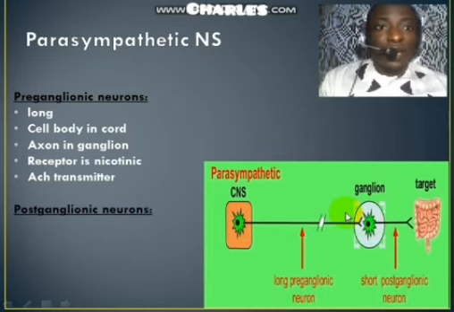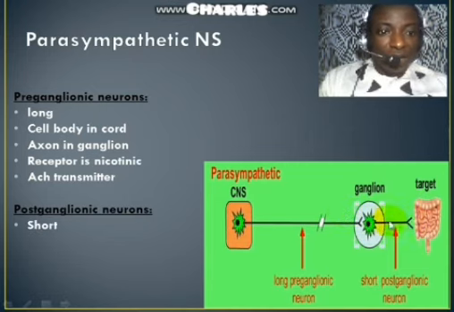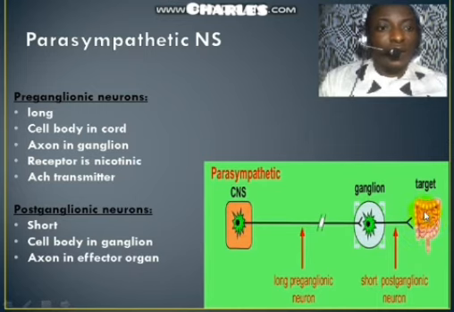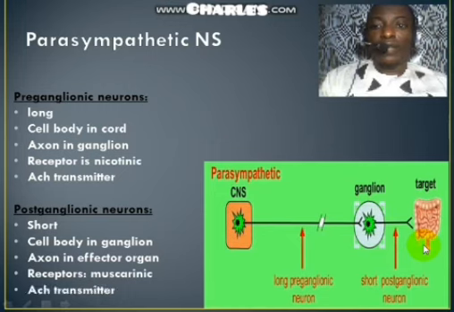The postganglionic fiber of the parasympathetic nervous system is short. So this is the postganglionic fiber, and from the diagram here you can tell that it is very, very short. Cell bodies of the postganglionic fiber, of course, lie in the ganglia. The axons terminate at the effector organs. The receptor is muscarinic and the neurotransmitter is acetylcholine.